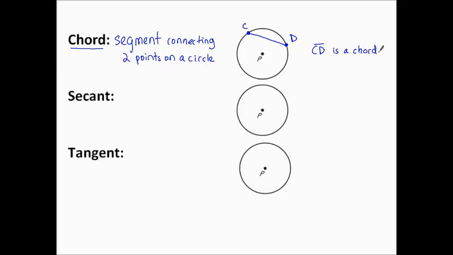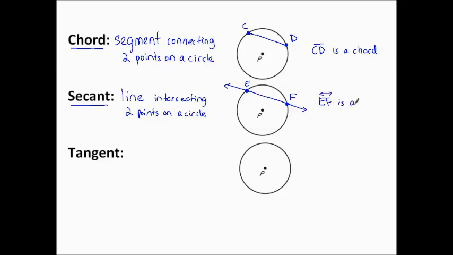A secant is a line intersecting 2 points on a circle. So I could put a point on a circle, call it E, another point on a circle, call it F, and if I draw a line, remember the difference between a line and a segment? A line goes on forever. So line EF is a secant of circle P.